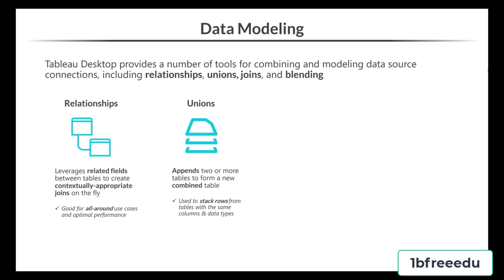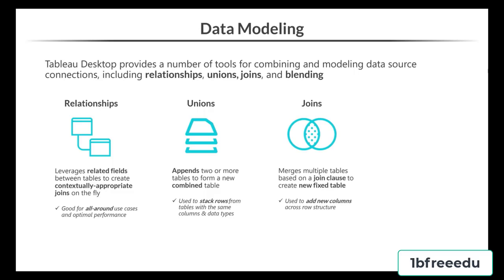Unions append two or more tables to form a new combined table. This type of modeling is useful for tables that have the same columns and data types and can be done in the logical or physical layers. Performance-wise, unions are not overly taxing as they only add rows but not columns in most cases. Since Tableau operates best on tall or row-heavy data, this model tends to work well. Just be careful how much data is brought in, as you'll see performance degradation at some point.